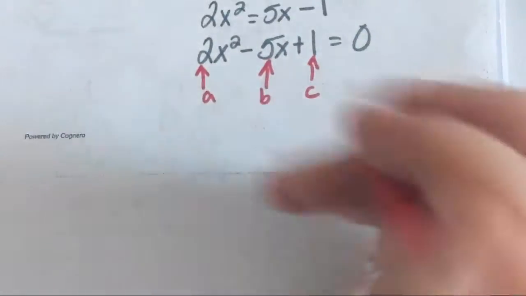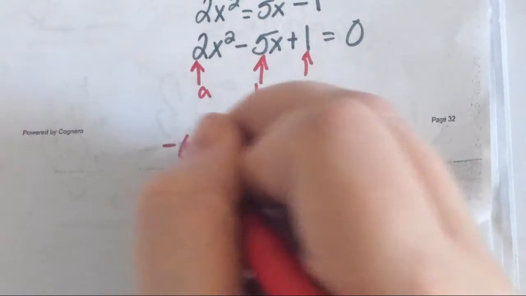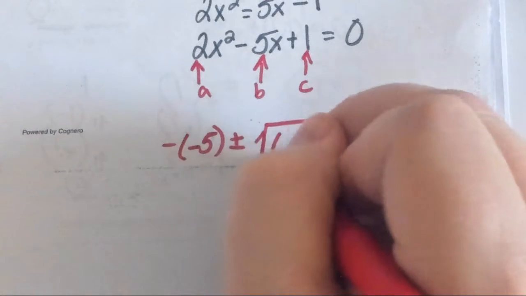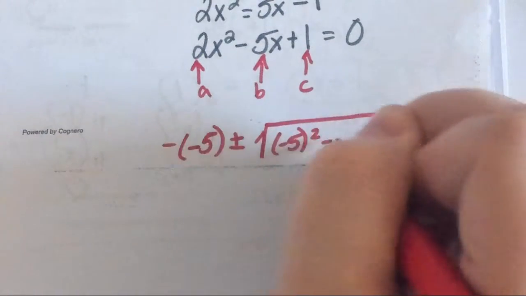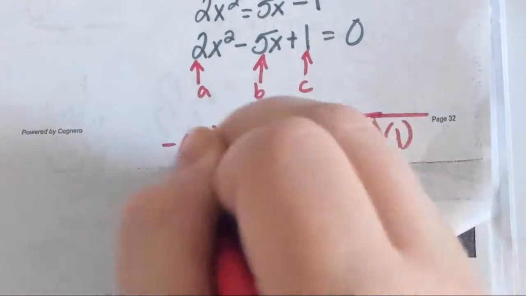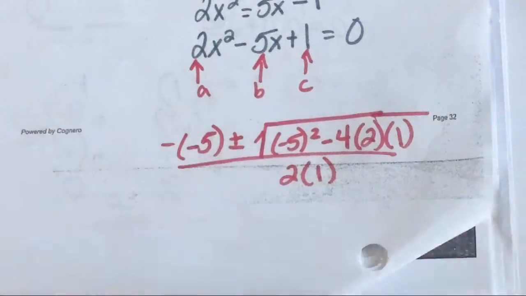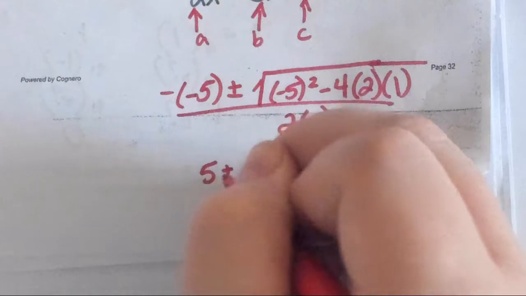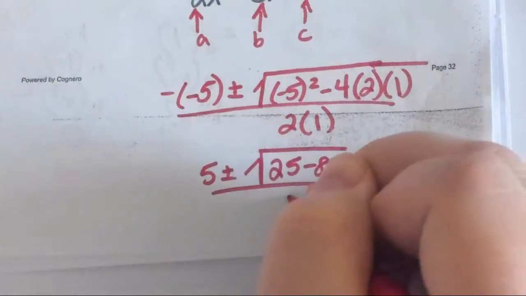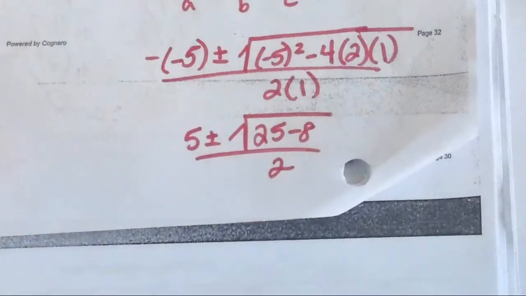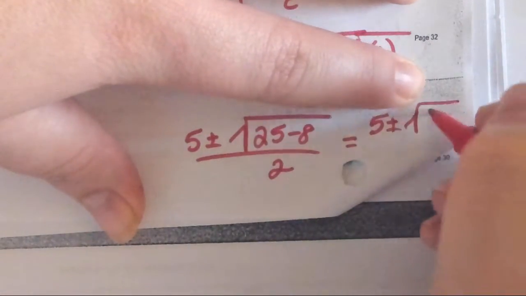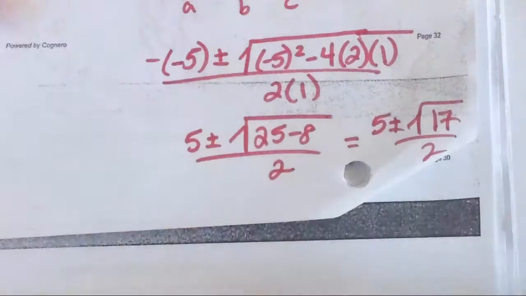Okay, so negative B plus or minus the square root of B squared minus 4AC over 2A. I get 5 plus or minus the square root of 25 minus 8 over 2. It really is 5 plus or minus the square root of 17 over 2.